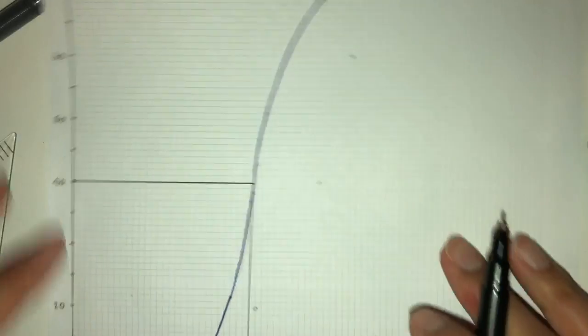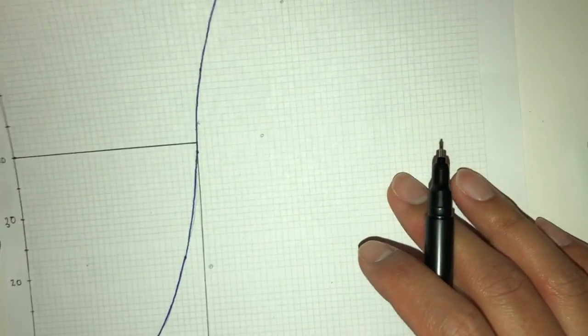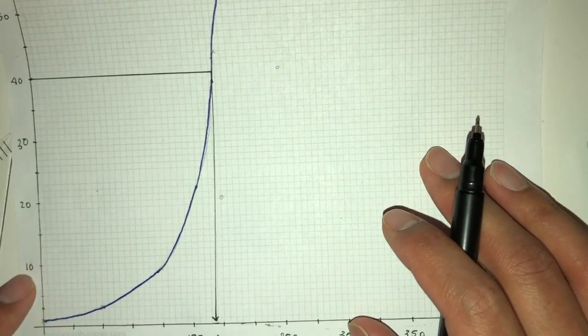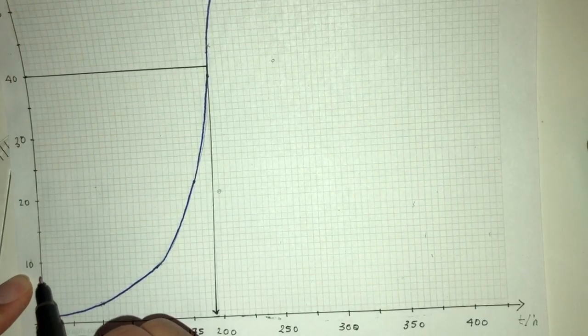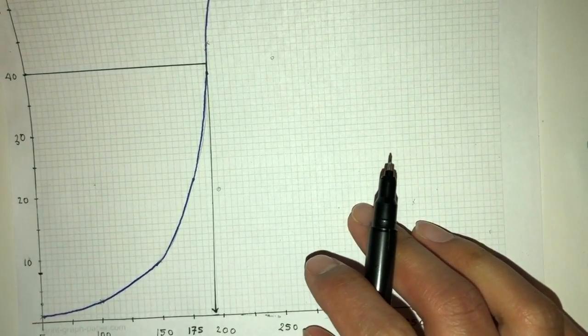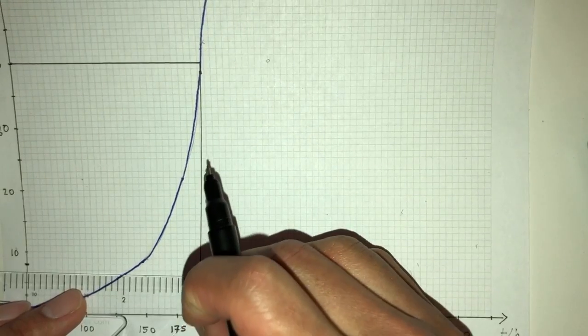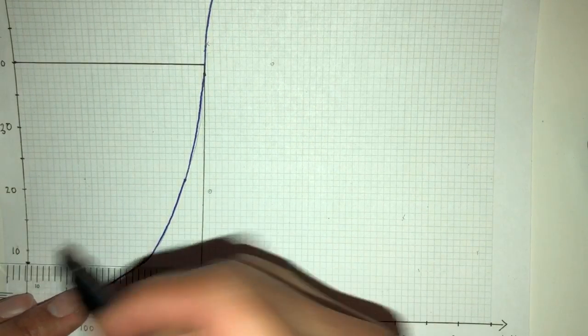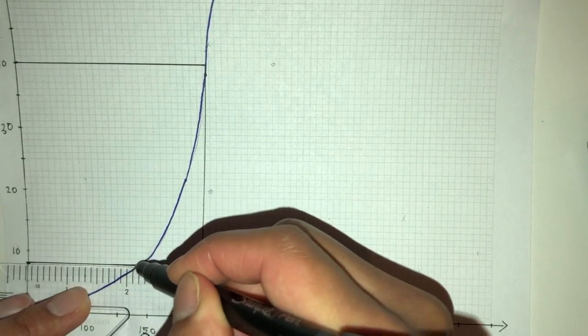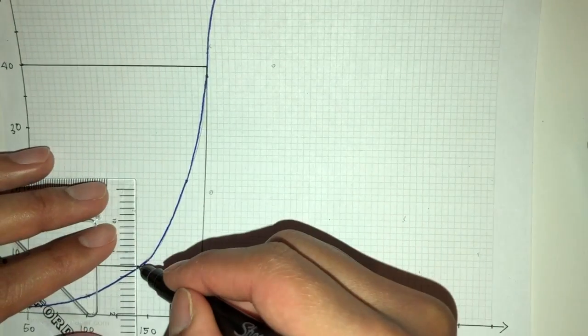So you go back to your y-axis, you have to find your 8th value. So here we have what value? Here we have 10, and 8 will be somewhere over here. Again, we have to draw a line and cut our graph to find the corresponding value on the time, or the x-axis.